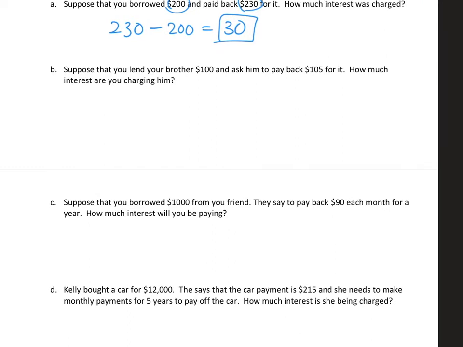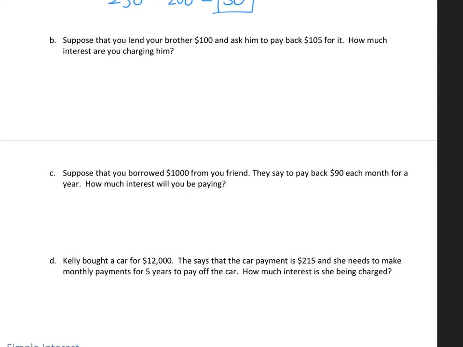Once you're done with part B, let's look at part C. There's an extra twist in part C. It says, suppose that you borrow $1,000 from your, wow, that's a lot of money. Maybe you're borrowing a computer or whatever. They say to pay back $90 each month for a year. Okay. How much interest are you paying back?